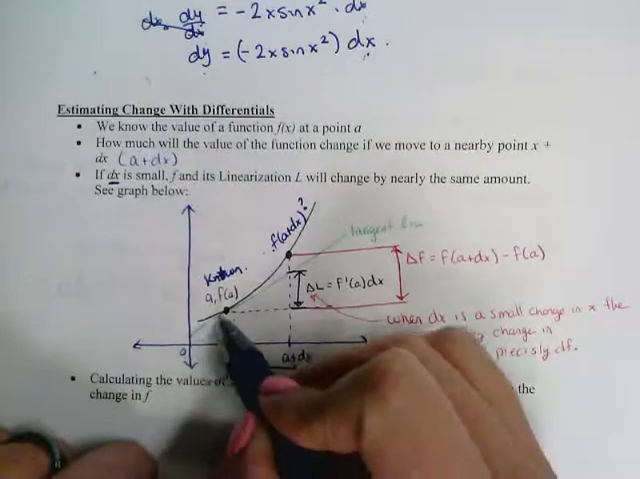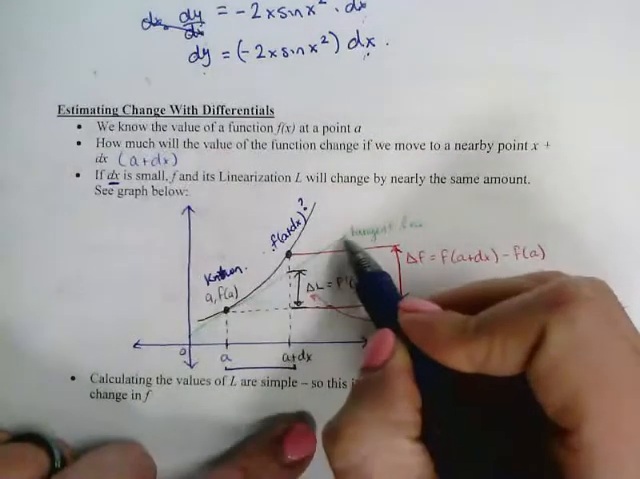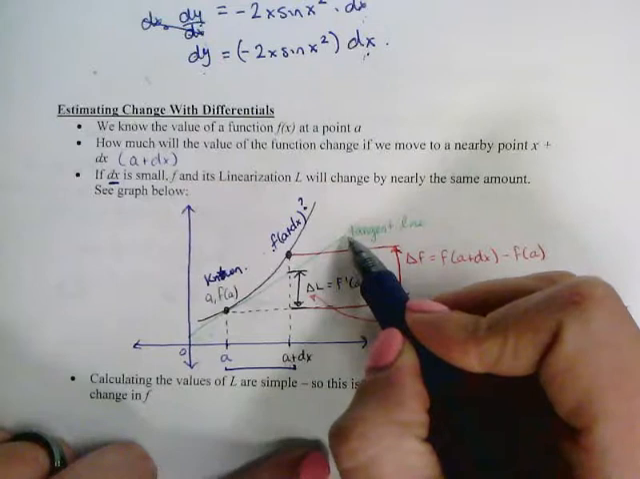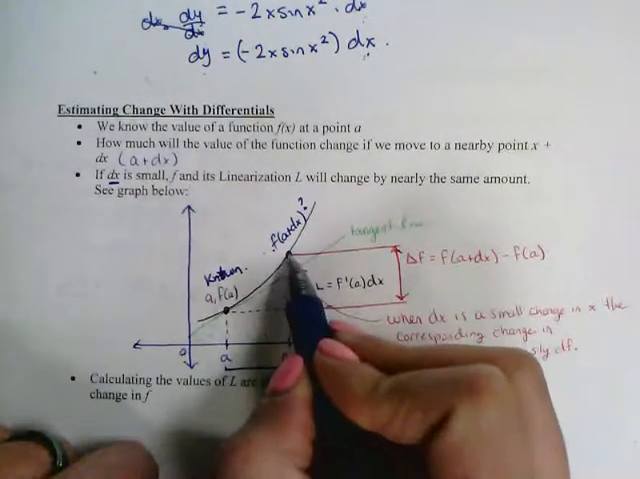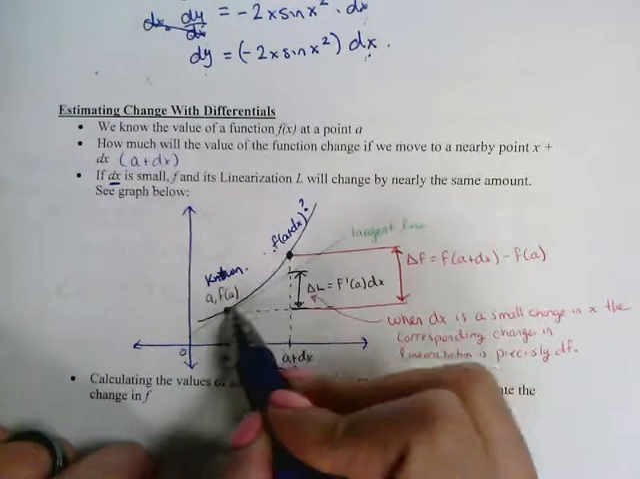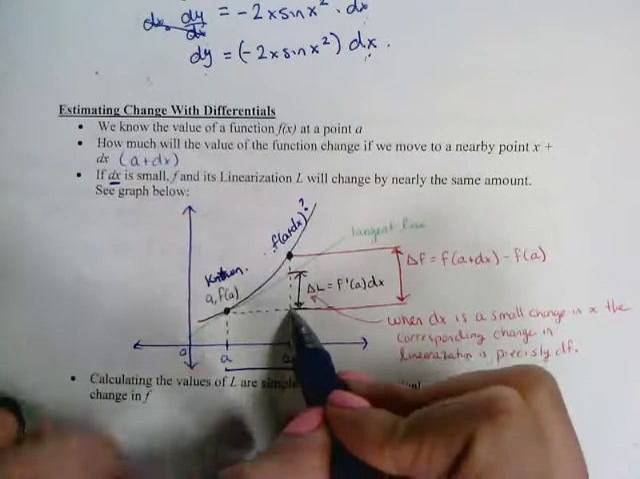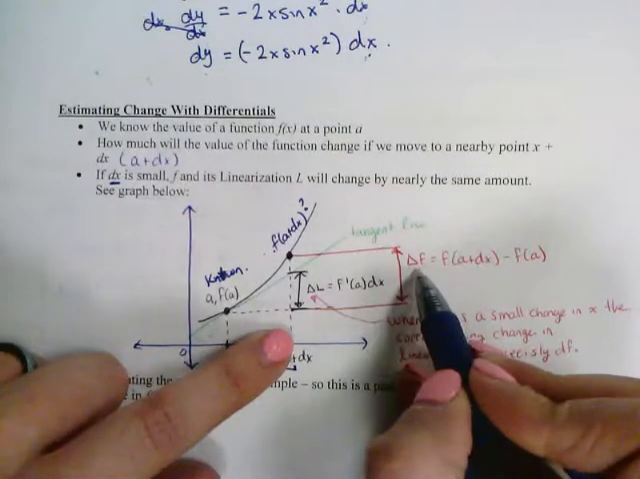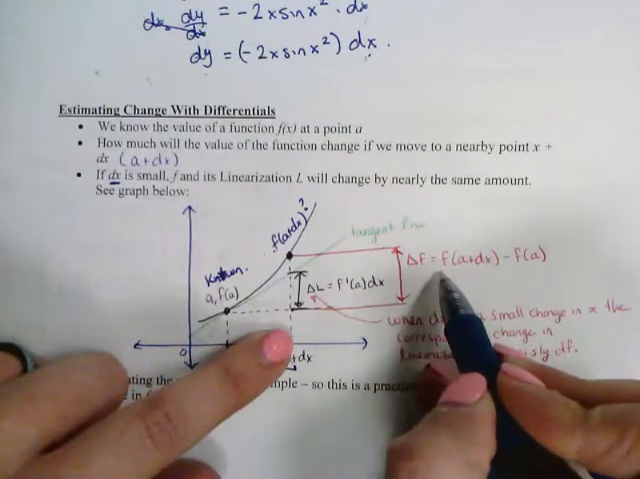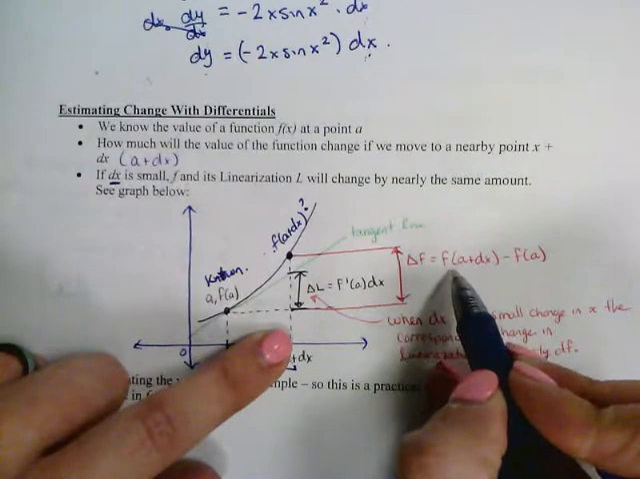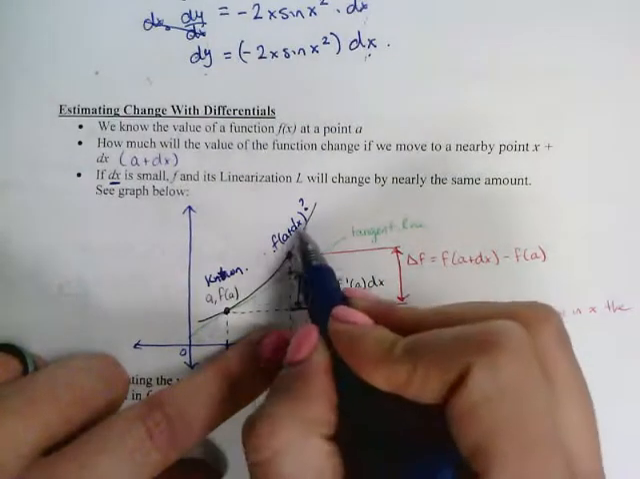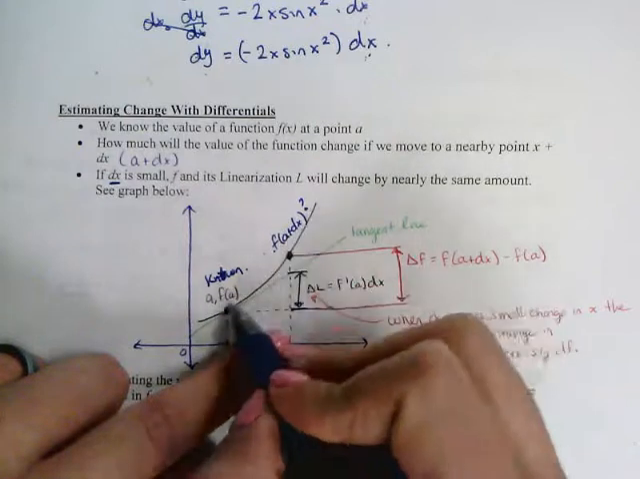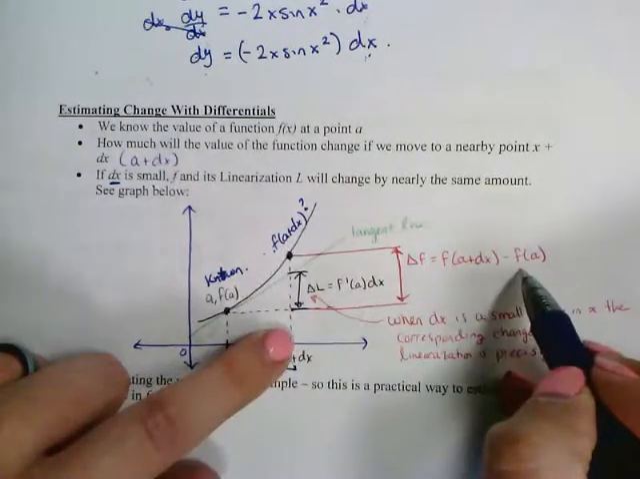So we have this tangent line that goes through this point right here, and the difference between the new point, a plus dx, and the point that we know is called change in f. Change in f is change in y, right? So it's f of a plus dx minus f of a.